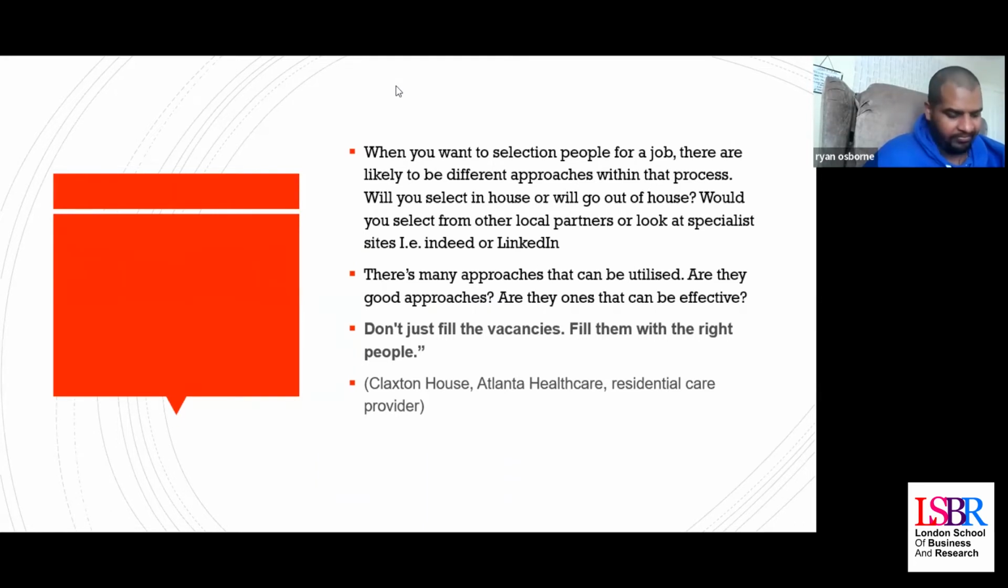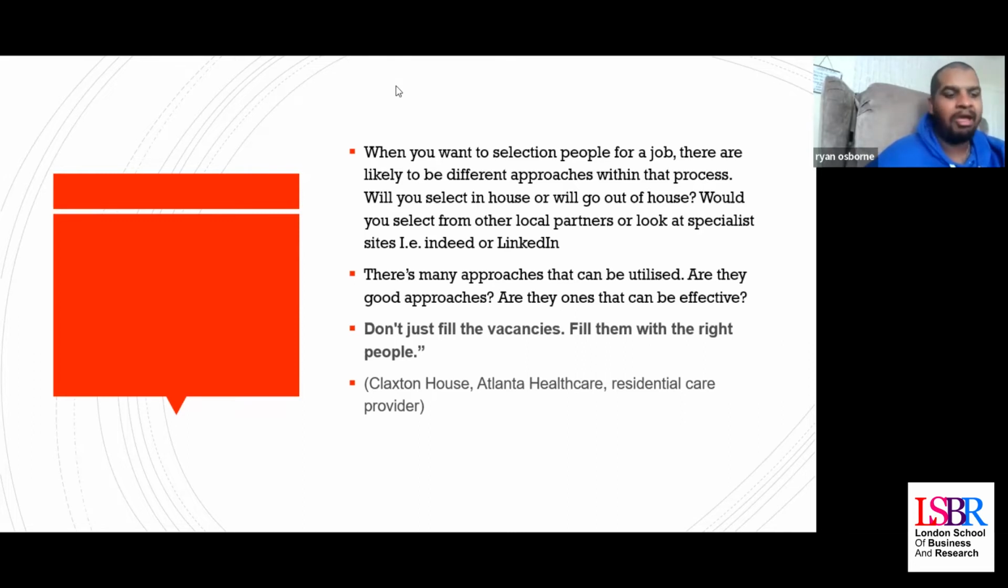So let's get into the next stage, where we are going to be talking about how you're going to select people, the selection process. Now, I want you to look at the bottom of the screen. I'm going to read out a statement, and then we're going to discuss it. The statement is, don't just fill the vacancies, fill them with the right people. I'm going to say that again. Don't just fill the vacancies, fill them with the right people.